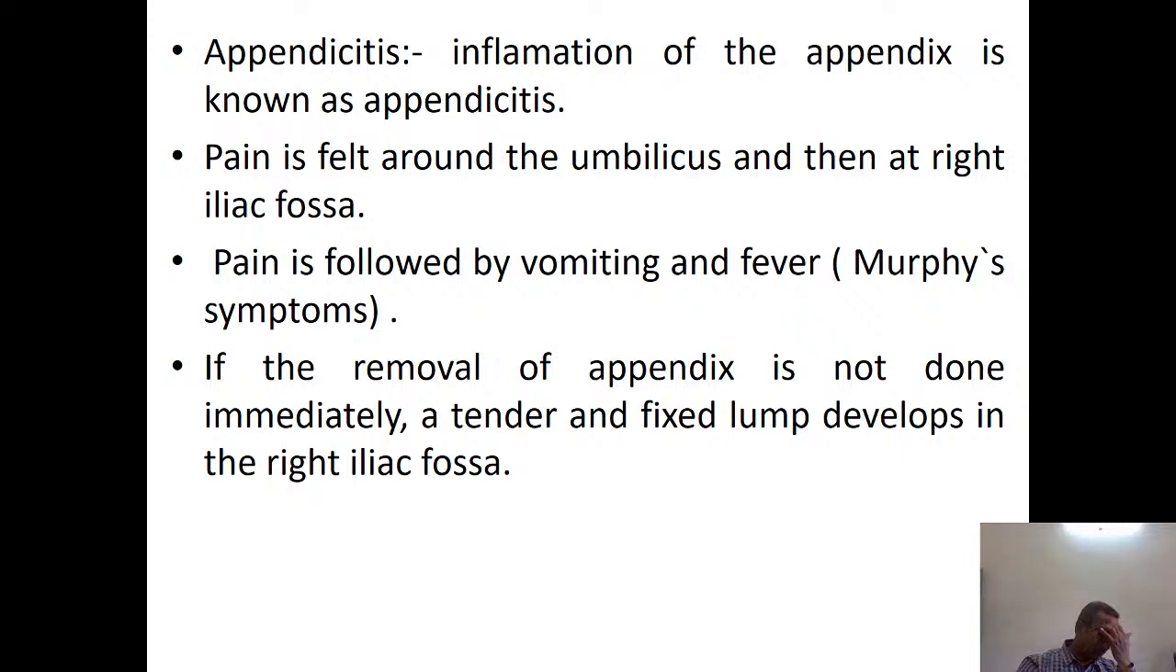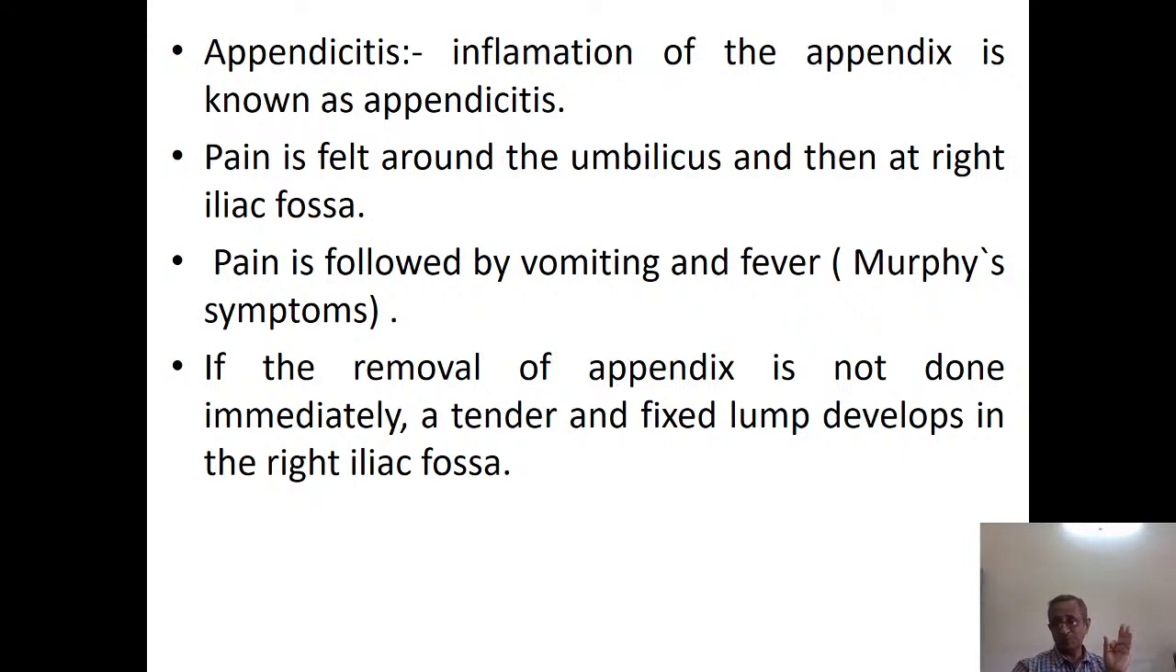So appendicitis is the inflammation of the appendix, the pain of which is first felt around the umbilicus and then migrates to the right iliac fossa. Then the pain is followed by vomiting and fever, that is Murphy's symptoms. If a person complains of pain in the right iliac fossa, then vomiting and fever, you can elicit McBurney's point, then you can say that it is definitely acute appendicitis, which needs immediate removal.